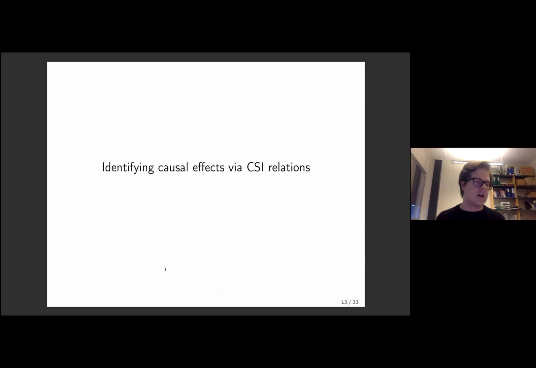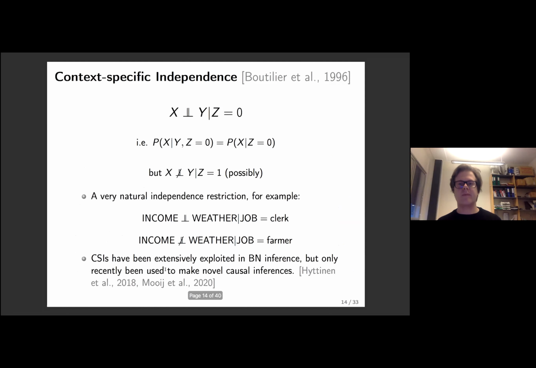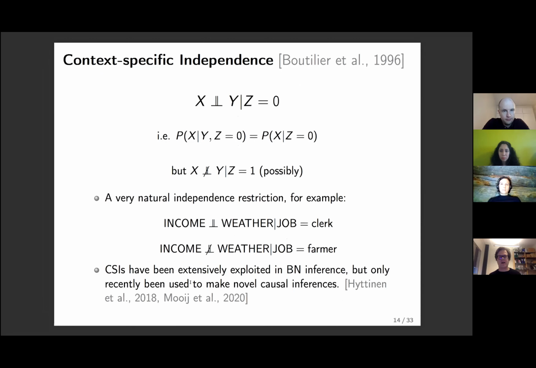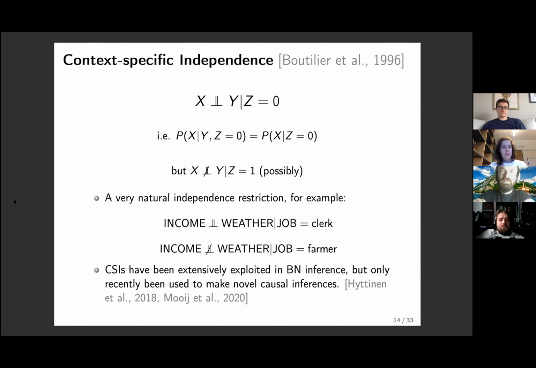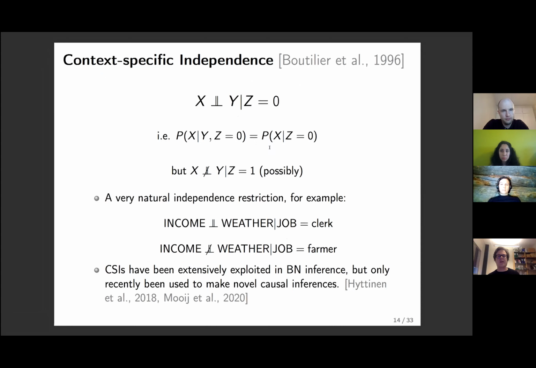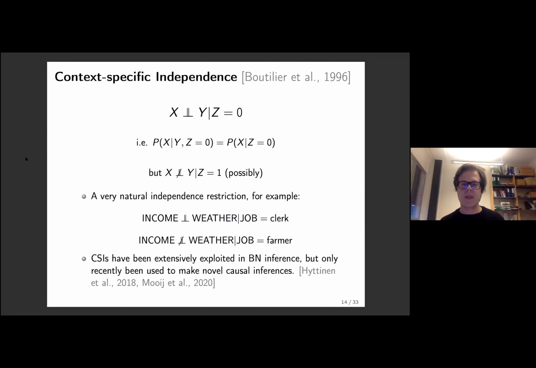So one thing these non-parametric results do not take into account are context-specific independence relations, and that's the topic of our first paper, the first new research in this talk. Context-specific independencies, introduced by Boutilier in the 90s, are particular types of independencies where the conditioning set has a certain assignment. So here X and Y are independent given Z equals 0. This just means that when Z is 0, you can drop the Y from the conditioning part. And it still might be that X and Y are dependent given a different value of Z.